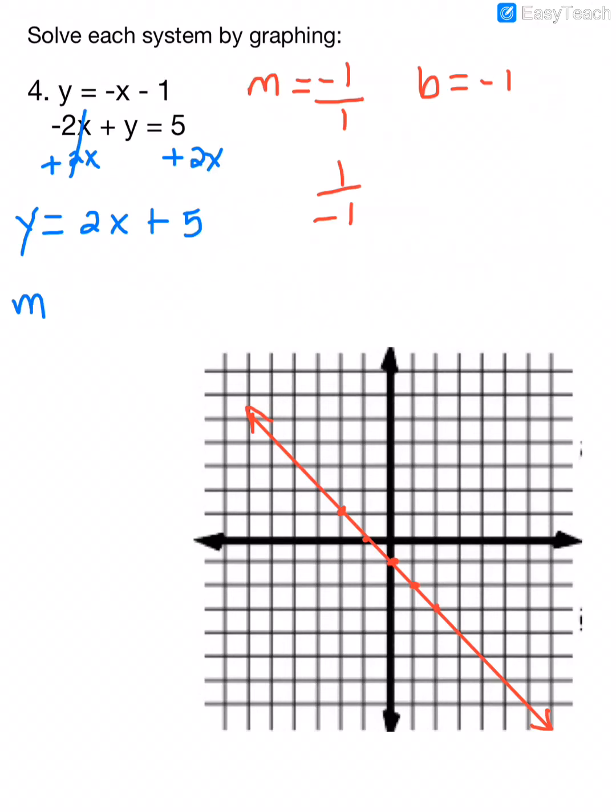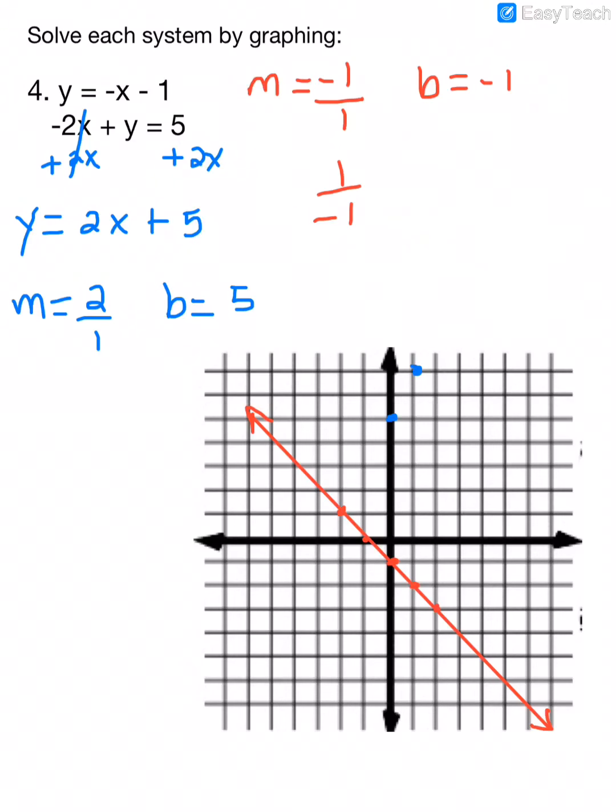So the slope of this line is 2, or 2 over 1, and the y-intercept is 5. Alright, so if I put my first dot on the y-axis at 5, I would go 1, 2, 3, 4, 5. And then my slope is 2 over 1, so rise 2 and run 1.